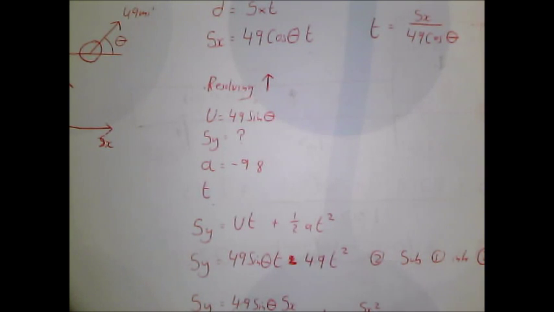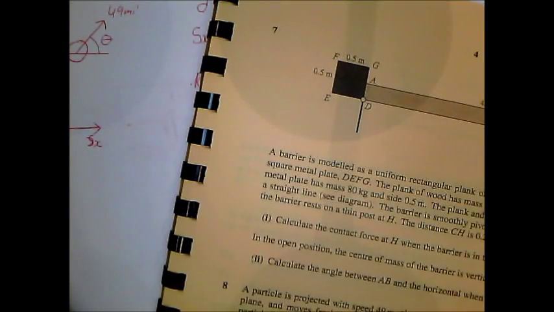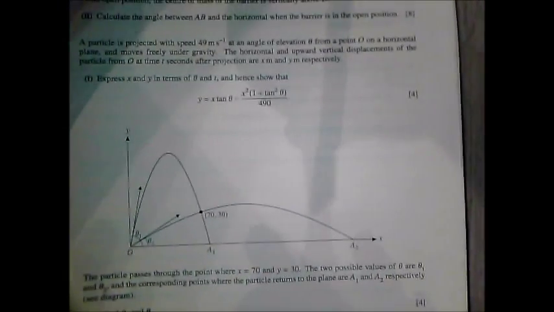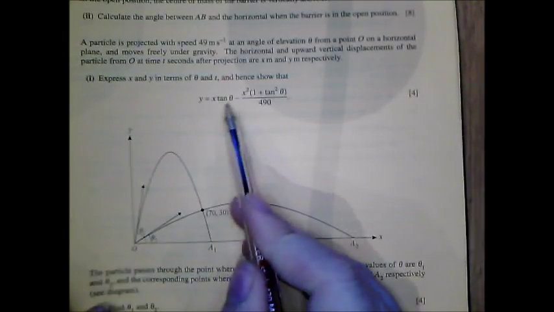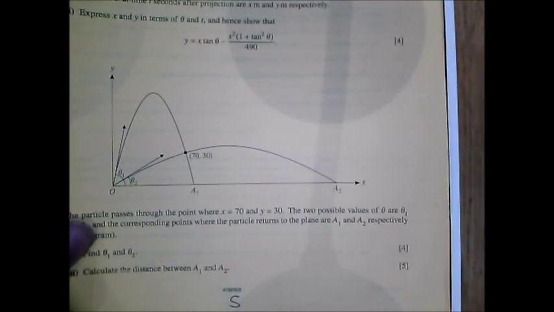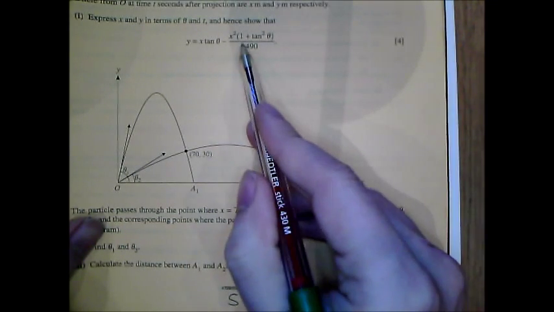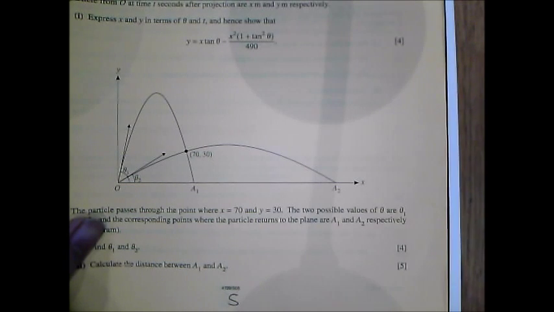Okay, and now here we'll keep this as it is, because this is looking very similar to what we wanted, x tan theta, which is good. So we've got our x tan theta. We now want our x squared at the top, which we have. We have our 490. We just now want 1 plus tan squared theta at the top.